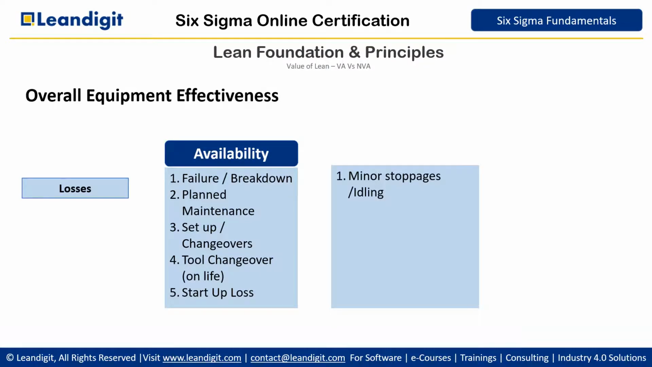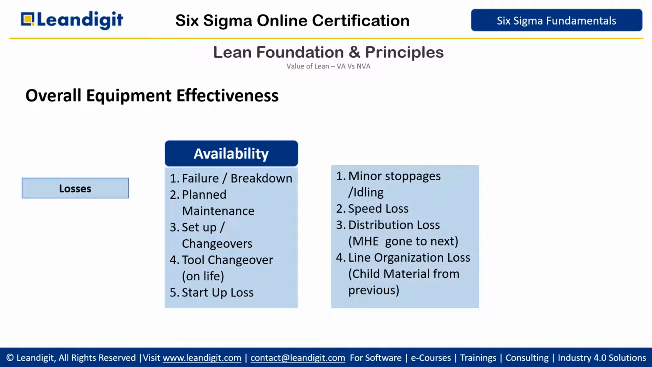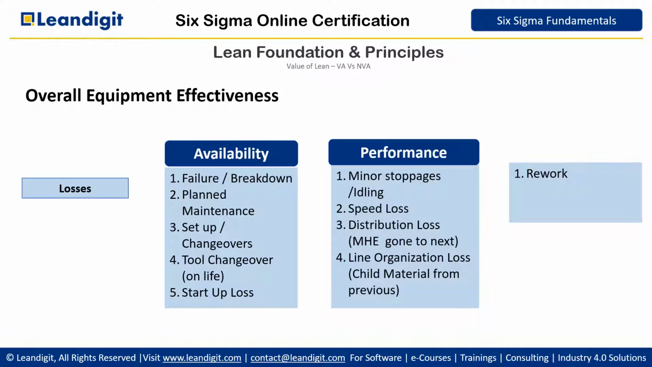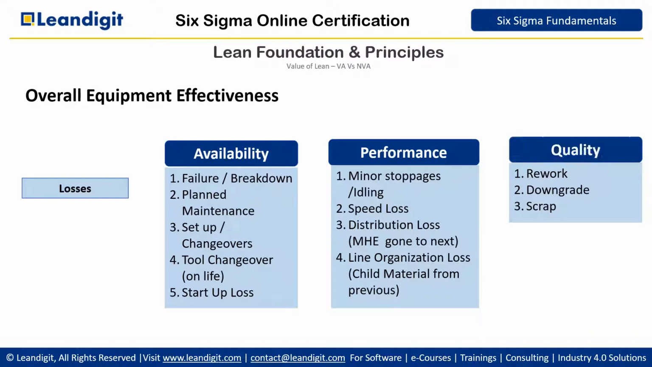In the same way, it can be minor stoppages for adjusting. It can be speed loss because we are running slow. It can be distribution loss, that means we are not able to produce because a resource which is required has gone for distributing the product. Or it can be line organization loss because child material is not available. During all these losses, the machine is available but we are not able to produce, and therefore they are called performance losses.